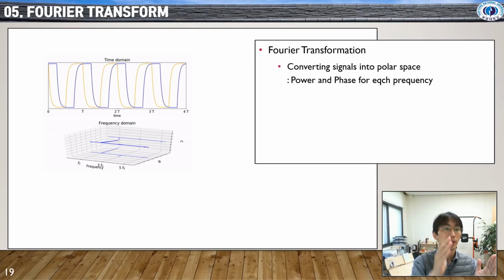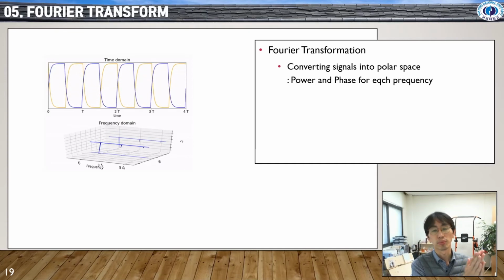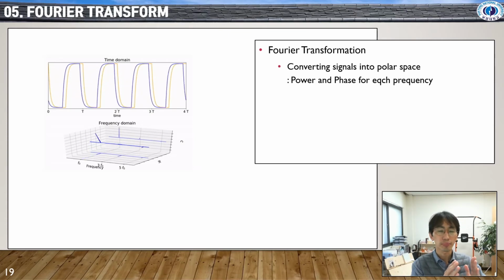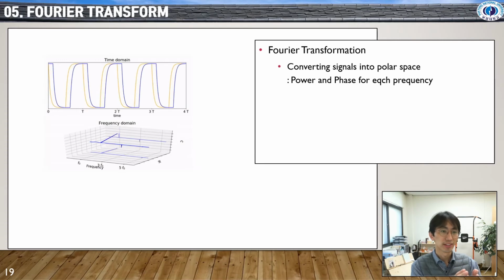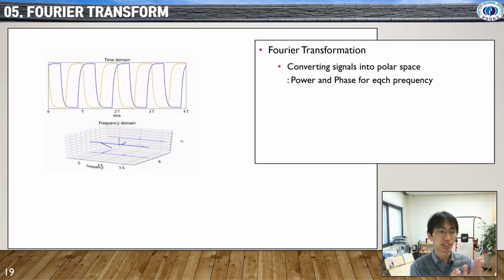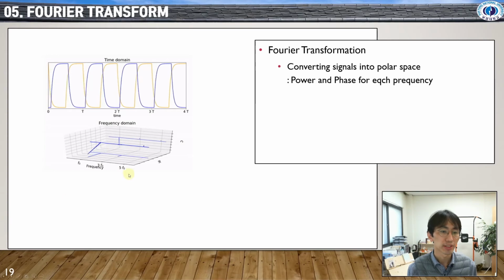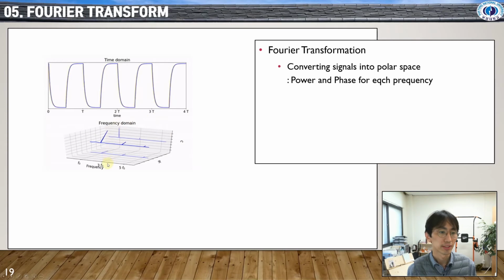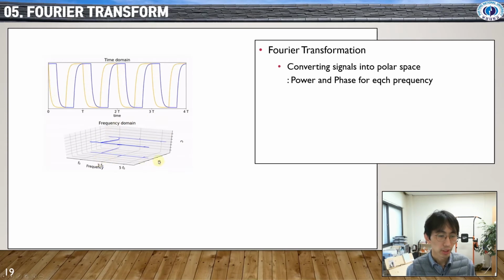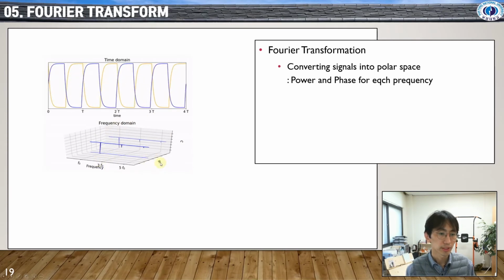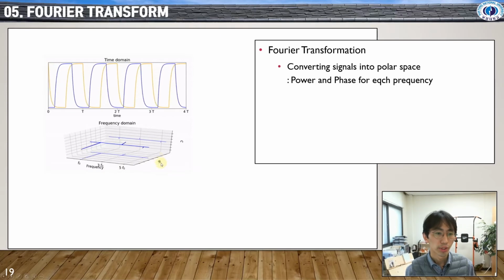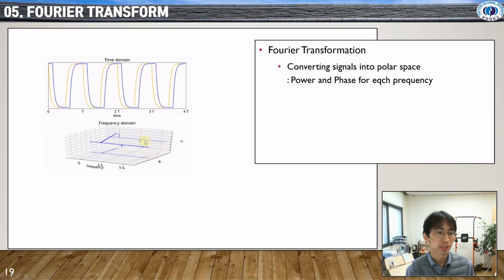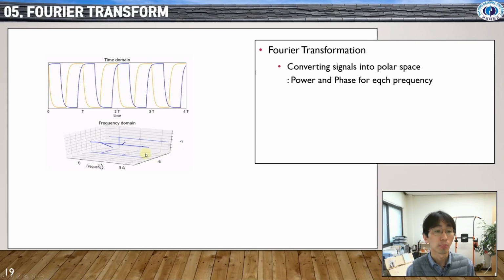But because the signal moves from left to right, the phase of the signal is changed. So this can be expressed in 3D space. We often express this in real number and imaginary number. So we can express this with the complex number.